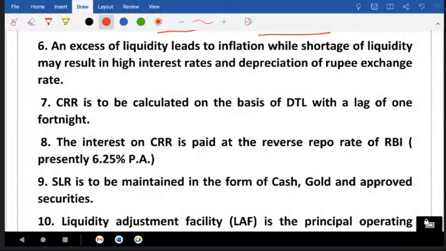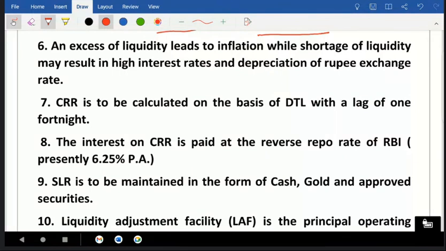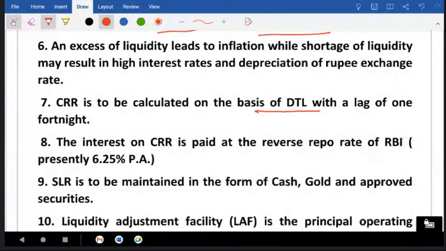So CRR is to be calculated, this is a very important point, on DTL basis with a lag of one fortnight. That means after every fortnight we calculate the DTL of the last fortnight. So if this Friday we are calculating the CRR, we'll be calculating for the last Friday. That is on the DTL basis, demand and time liability. And don't take NDTL. NDTL is different. That is net demand and time liability. This is DTL only. So I'm stressing here.